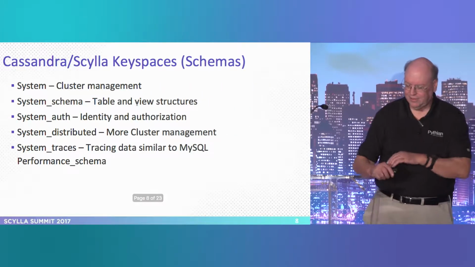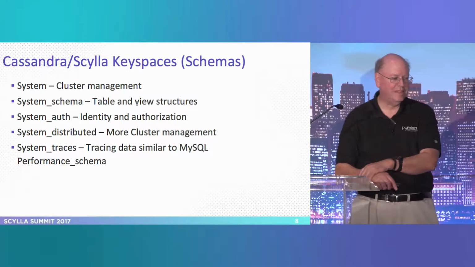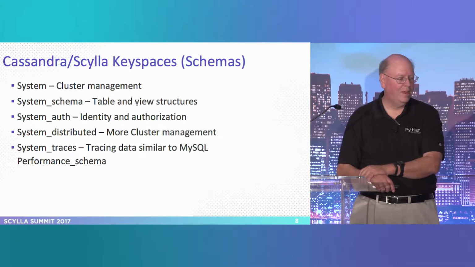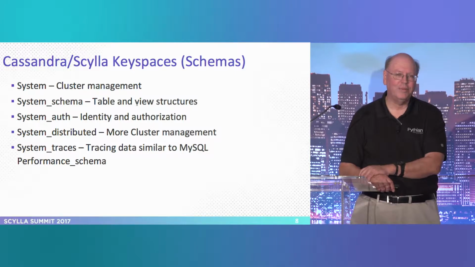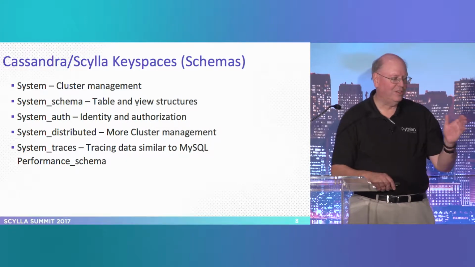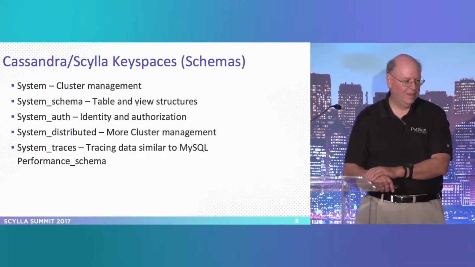Cassandra also has keyspaces related to the system. The first one is the system keyspace. It contains information about your cluster. It contains information about all the nodes in your cluster and how they're configured. Think of it as the MySQL replication configuration. That's the information that's basically stored in the system keyspace.